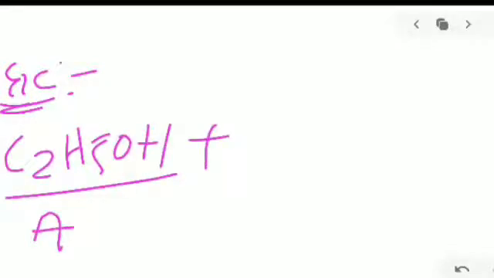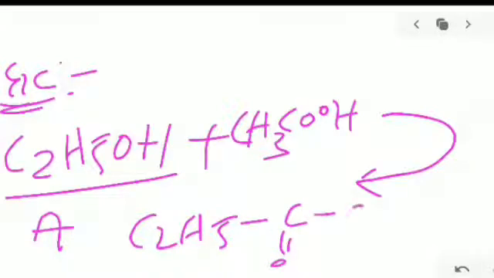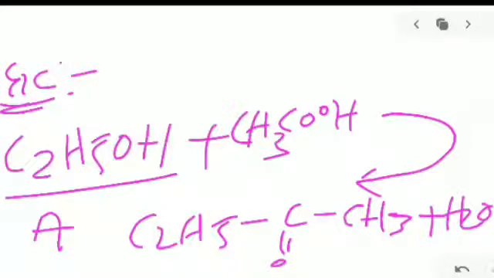Okay, now the acid carboxylic group, so acetic acid, or whatever acid you take. Now we'll take acetic acid, CH3COOH. So we are getting C2H5, C double bond O, CH3, plus water. So this is also an esterification process.